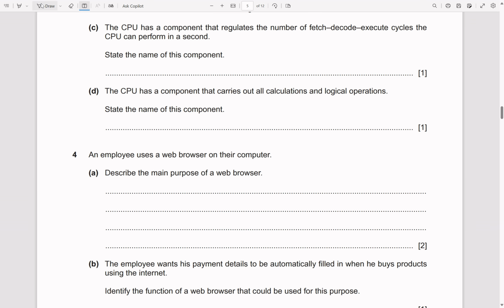Right, so the CPU has a component that regulates the number of fetch-decode-execute cycles that the CPU can perform in a second. We want to state the name of this component. What this is saying is that there's one component, and when it is active, it will cause the instruction to execute. Rather than active, we can say when it ticks. So hopefully this gives it away. This will just be the system clock.